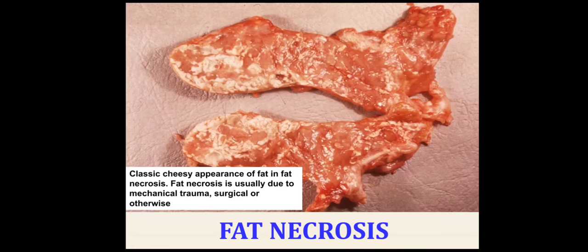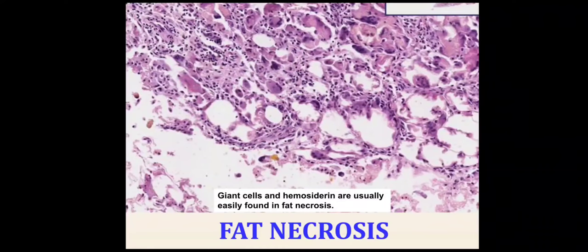Then fat necrosis is a very acute condition in the patient, very painful, where on gross you see a cheesy appearance on the cut section of the breast. So this is nothing but the fat necrosis. It is usually because of some trauma or surgical intervention or otherwise. And microscopically, these clear spaces are nothing but the fat cells. This is normal fat.